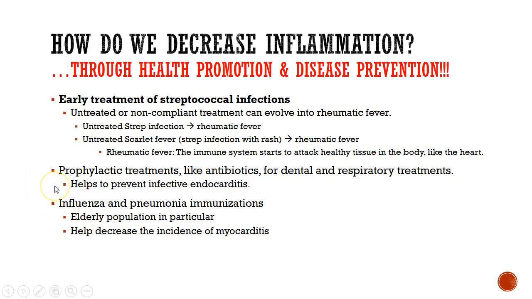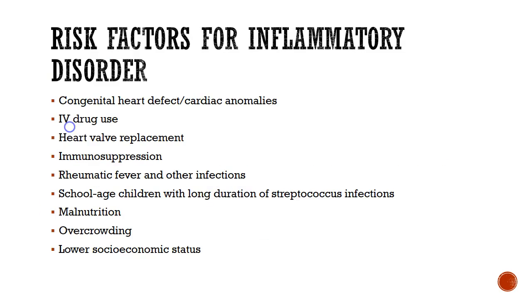So then we have our prophylactic treatments, like antibiotics, for patients who have other issues going on that would warrant prophylactic antibiotics for dental and respiratory treatments. Again, somebody who maybe has a valve replacement and has had a history of infective endocarditis would probably be a good candidate to use prophylactic antibiotics. And of course, our vaccinations for both the flu and pneumonia, particularly in our elderly population, can also help decrease the incidence of myocarditis.